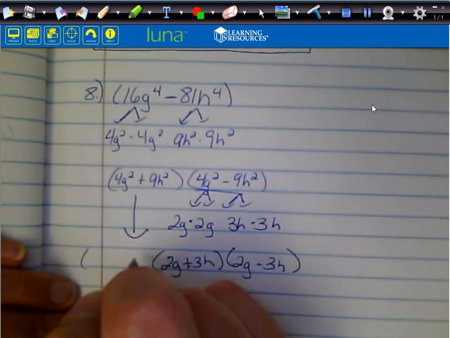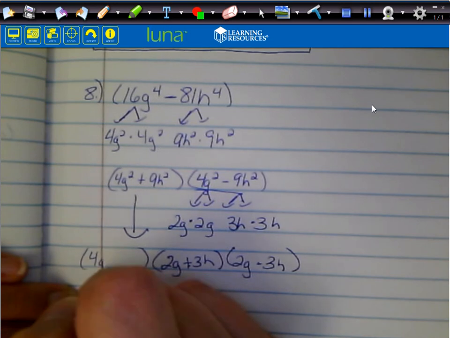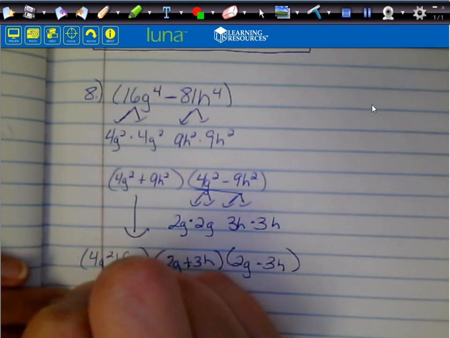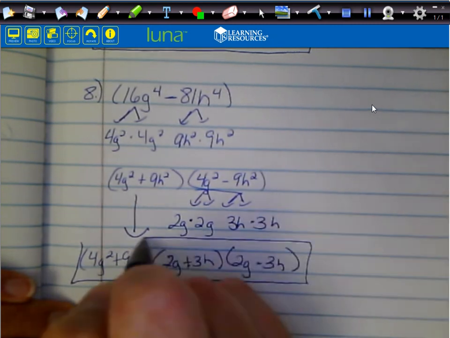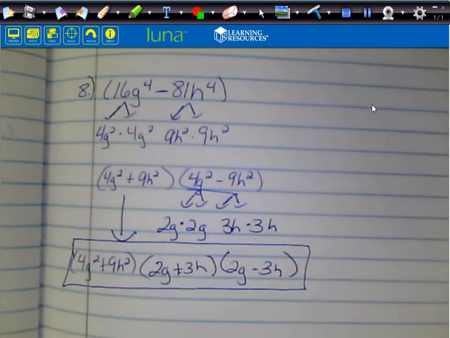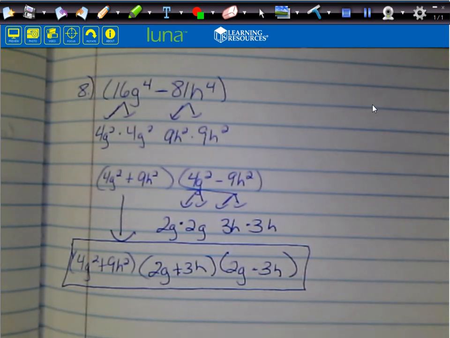because again, I did factor that. 4g squared plus 9h squared. So this is my final answer for this one. So I factored 16g to the fourth minus 81h to the fourth into 4g squared plus 9h squared, 2g plus 3h, and 2g minus 3h. Please make sure you have all of that work written before you move on.